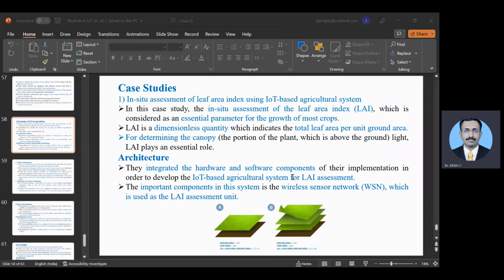So when we talk about the architecture, the hardware and software involved in it, the implementation is to develop the IoT-based framework for leaf area index assessment. Your main focus here is the assessment of leaf area index. When you do the leaf area index assessment, you can predict the productivity of the plant, how much plant productivity you are going to get.